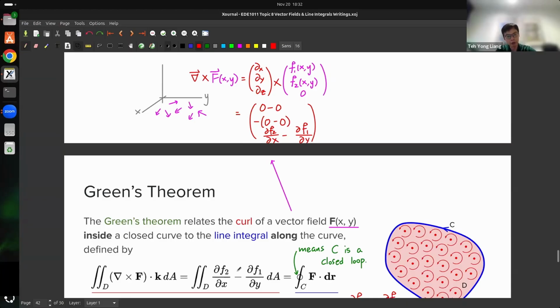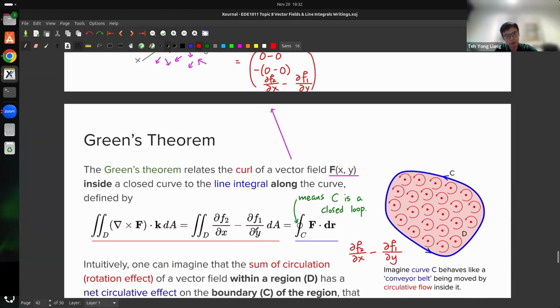So coming back to this part, I've evaluated this expression already. Now, what's important is that if you sum up all the curls in the region, because you're integrating, you are going to get a value that is the same as the line integral along this curve C. What's the concept behind here? Now, imagine this is a velocity field. So F is like a velocity field.